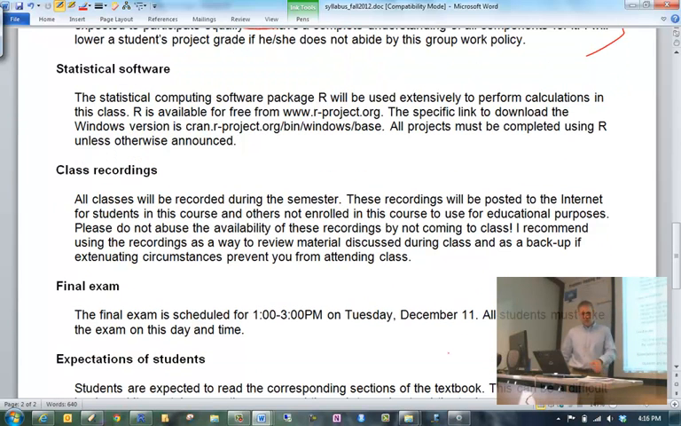Statistical software, as I've alluded to, we will be using R for everything in this class. No other software package will be used. You need to complete everything with R. You can download it. Hopefully you know this by now. There's the Windows-based version. It's also available in Unix and in Apple versions as well.